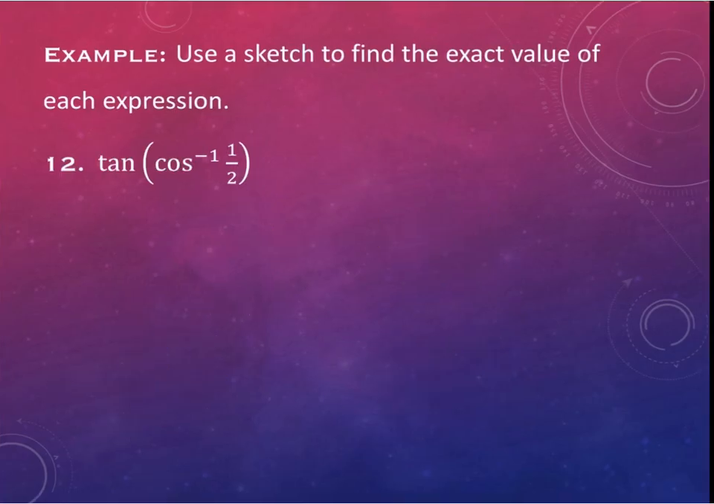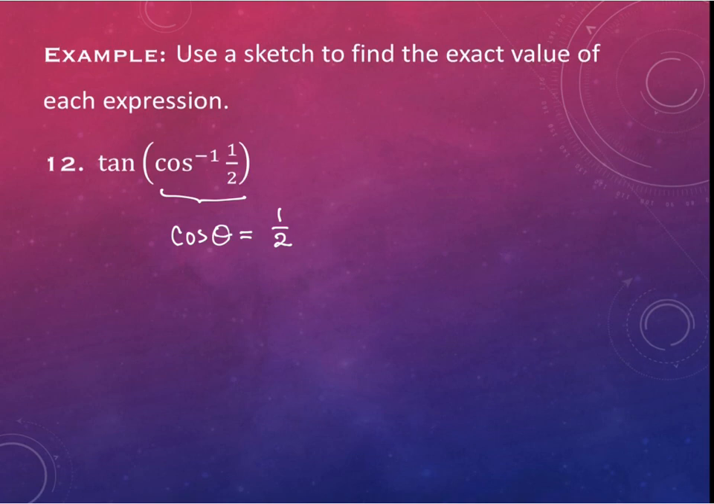Okay, let's try another one. All right, so tangent and inverse cosine, they don't match, just like the last one didn't match with the sine and the inverse tangent. So we're starting on the inside, same as we did before, and we're rewriting this as cosine of theta is 1/2, like this.